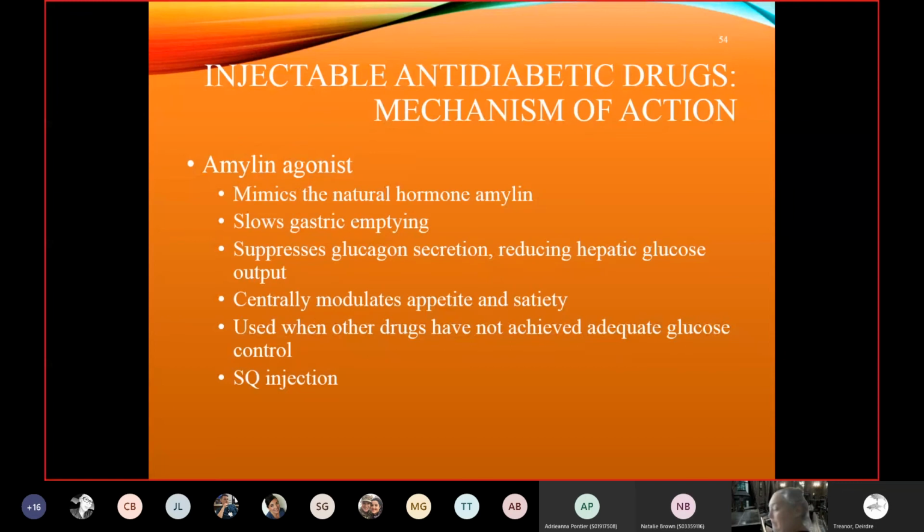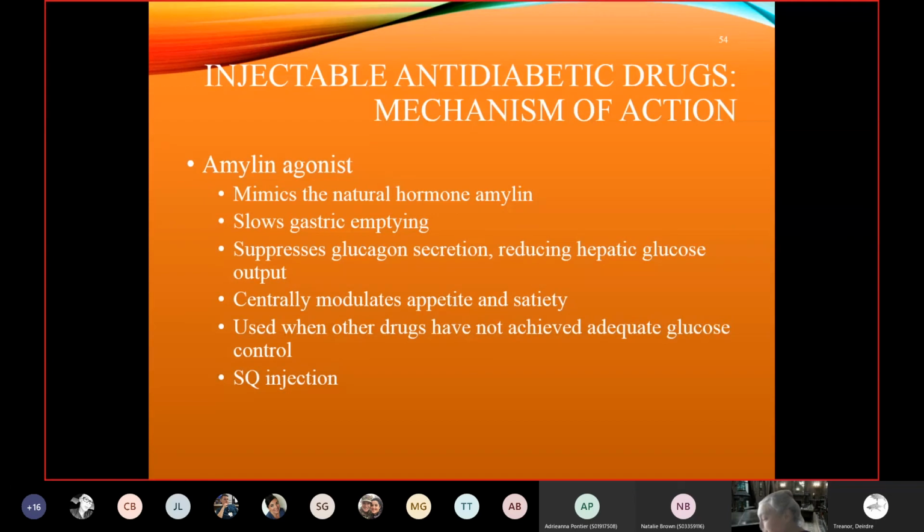Amylin mimics the natural amylin hormone. Amylin is secreted by beta cells in response to food, and it decreases postprandial plasma glucose by slowing gastric emptying, suppressing glucagon secretion and hepatic glucose production, and increases satiety, so that sense of having eaten enough, like I'm full. When it's given before meals, it mimics the action of amylin.